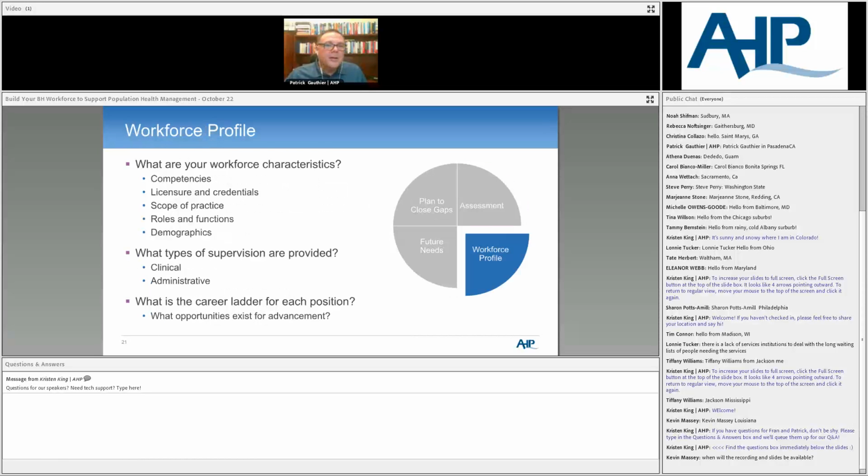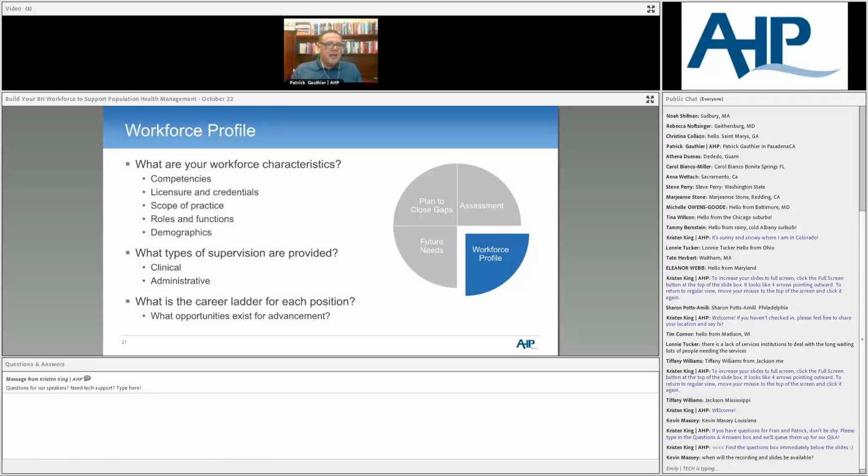All right, let's take a look at your workforce profile. So what are the characteristics of your current workforce? What are their competencies? You heard Fran talk about skills, knowledge, abilities. What level of licensure and credential do you require people to have? Are you deploying those folks within your organization using real tight scope of practice management to make sure that people are always operating at the top of their level of licensure or credential?